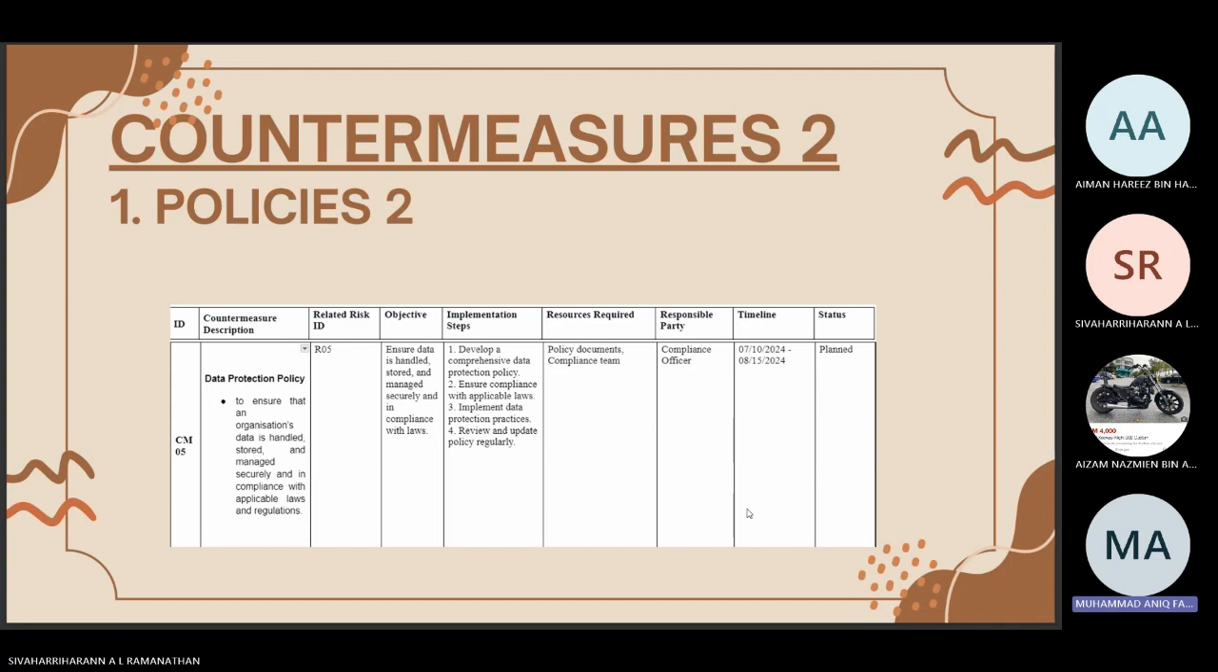The objective of this countermeasure is to ensure that data is handled, stored and managed securely and in accordance with the legal requirements. Implementation steps involve developing a comprehensive policy, ensuring compliance with relevant laws, and implementing data protection practices. The resources required include a policy document and a compliance team. The responsible party is the compliance team, and the timeline is not specified for the start and end dates. This countermeasure is currently in planning. Next.